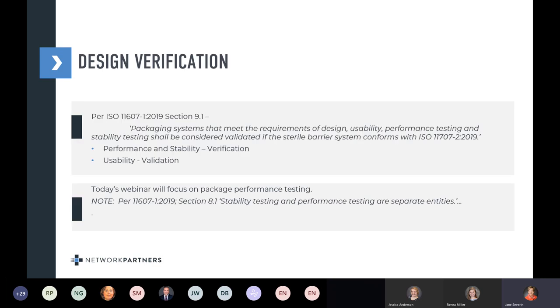Design validation per 11607 includes usability testing, and verification includes package stability and package performance testing. As I said, today's webinar will focus on performance testing. Stability testing will be discussed in a few weeks on another webinar. And 11607 clearly states, per the note on this slide, that performance testing and stability testing are separate entities.